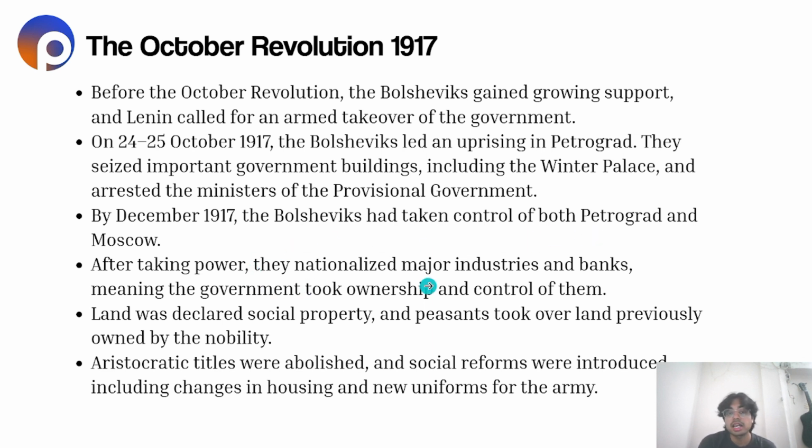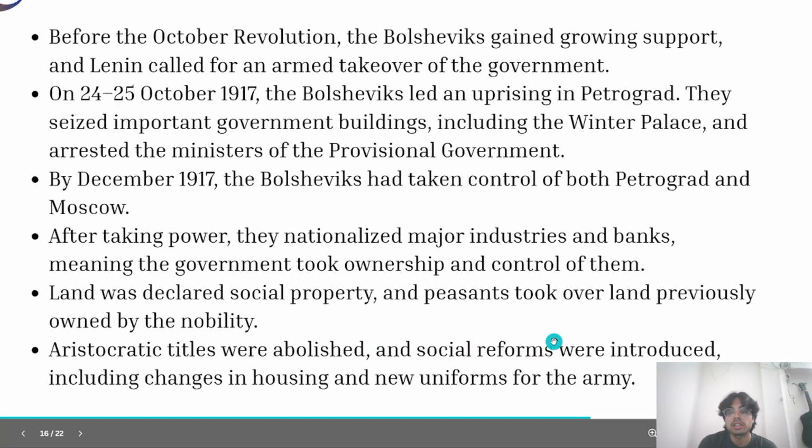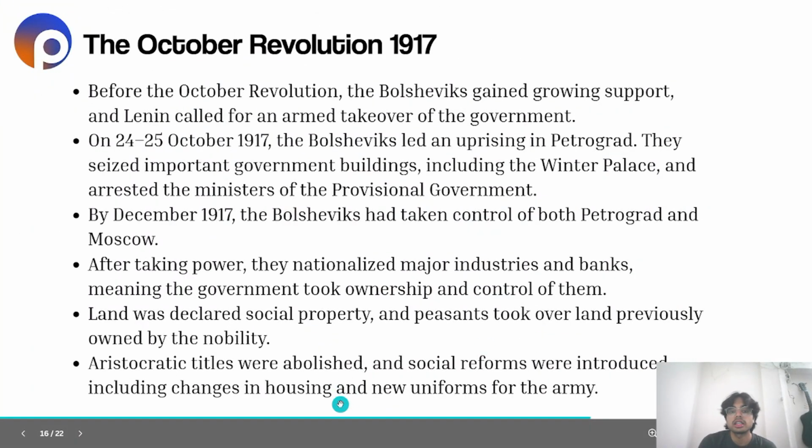After taking power, they nationalized major industries and banks, meaning the government took ownership and control of them. So everything was under the government. Land was declared social property, and peasants took over land previously owned by the nobility. Aristocratic titles were abolished and social reforms were introduced, including changes in housing and new uniforms for the army.